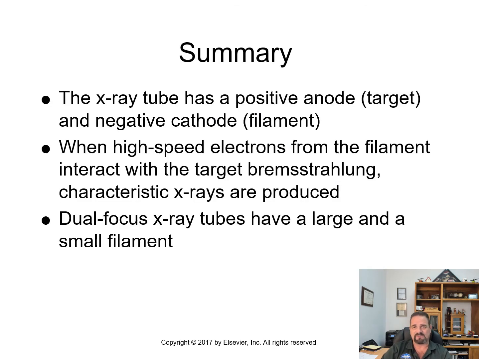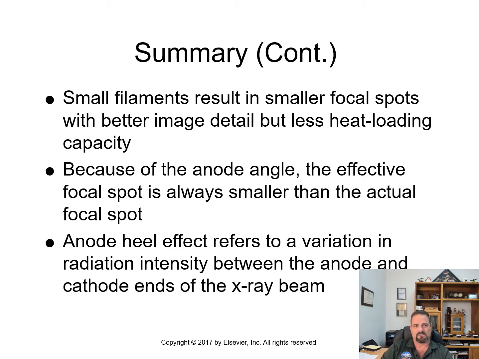In summary, the X-ray tube has a positive anode, which is the target, and a negative cathode, which is the filament. When the high-speed electrons from the filament interact with the target, Bremsstrahlung and characteristic X-rays are produced. Dual focus X-ray tubes have a large and small filament. Small filaments result in smaller focal spots with better image detail but less heat loading capacity on the tube itself. Because of the anode angle, the effective focal spot is always smaller than the actual focal spot. And we talked about the anode heel effect. I even showed you what it looked like on the expanded version of the tube. It refers to a variation in radiation intensity between the anode and the cathode ends of the X-ray beam.